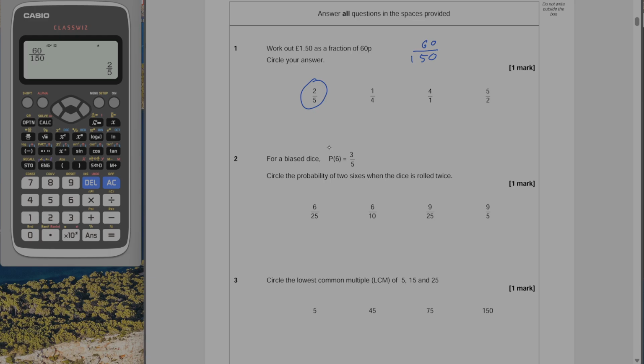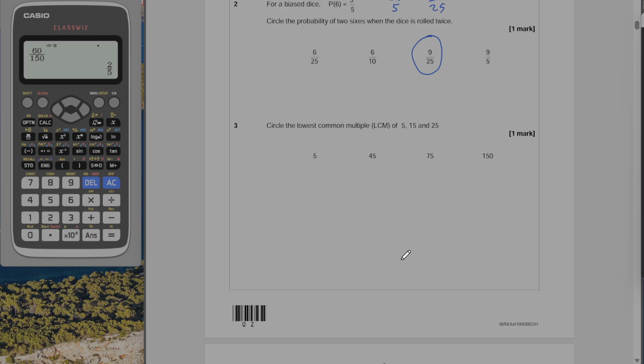Question 2. For a biased dice, the probability of getting a 6 is 3 out of 5. Circle the probability of 2 6s when the dice is rolled twice. So that's going to be 3 over 5 squared, so it's going to be 9 over 25. So we're going for that one.